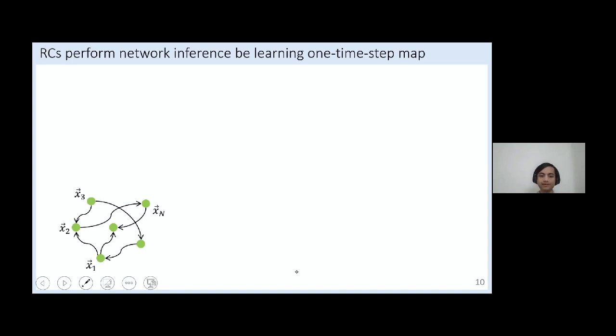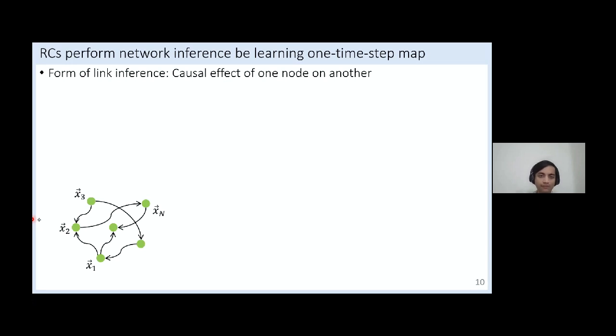Over here, we have some kind of dynamical system, which is some network-based dynamical system. And the form of link inference that we're going to be interested in is the causal effect of one node on another. So what does that really mean? Let's say I assume I don't know the network, and I take one node and I can perturb it in some fashion. I'm just representing some sort of perturbation by darkening the color of this node.